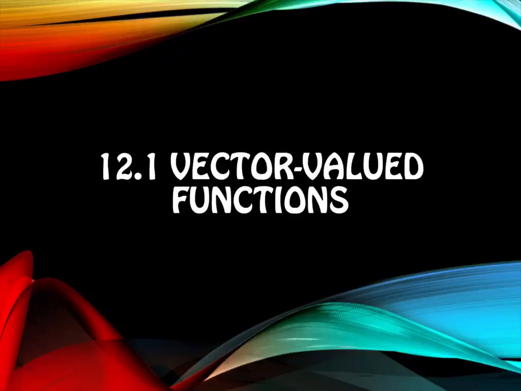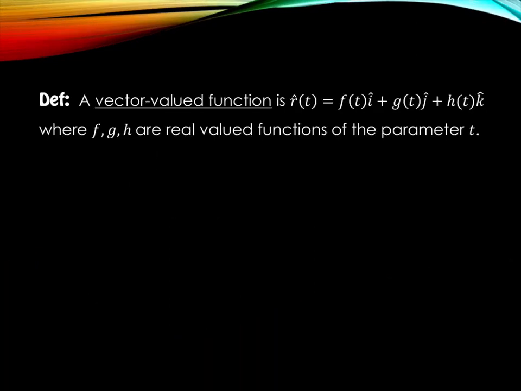Today we're going to start section 12.1. We're looking at vector valued functions. So we're first going to look at what it means to be a vector valued function. A vector valued function is a vector equation r of t, which is f of t i plus g of t j plus h of t k, where f, g, and h are real valued functions of the parameter t.